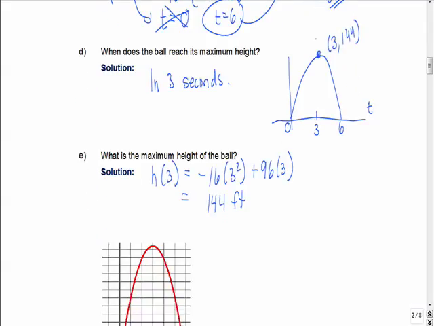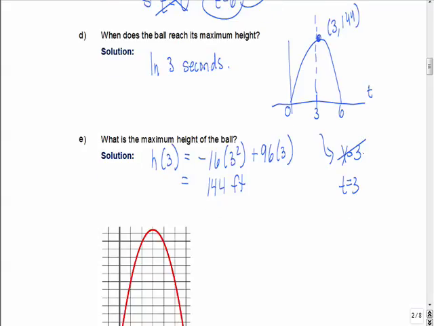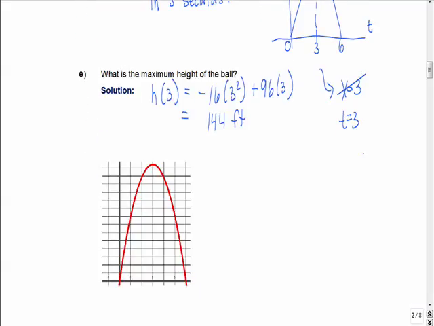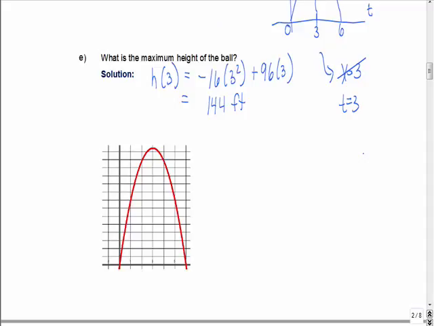If we wanted to, we could actually talk about the axis of symmetry. The axis of symmetry here would be x equals 3, or since I used the variable t, I might want to call it t equals 3. Now you'll notice at the bottom of your notes I gave you a better looking graph than the one that I actually drew for this particular example.